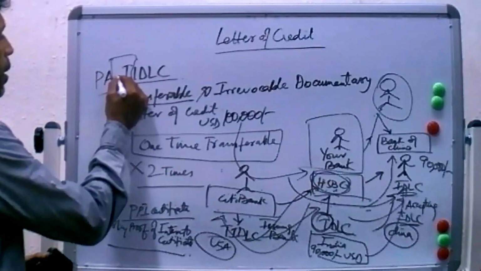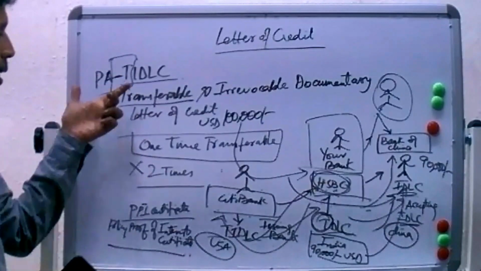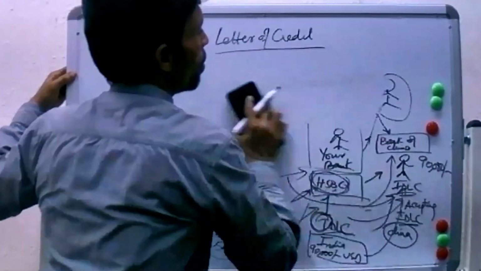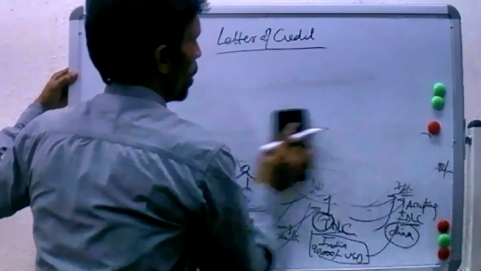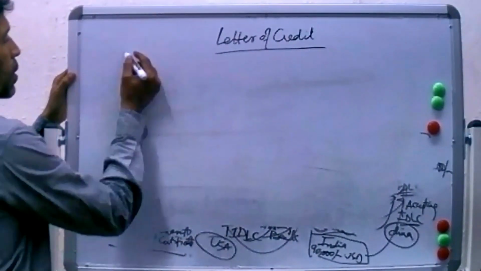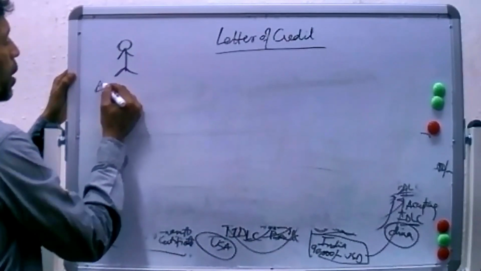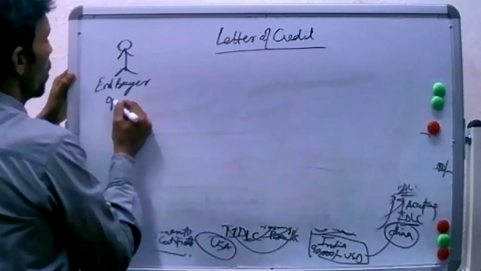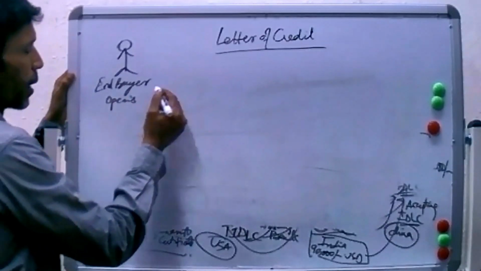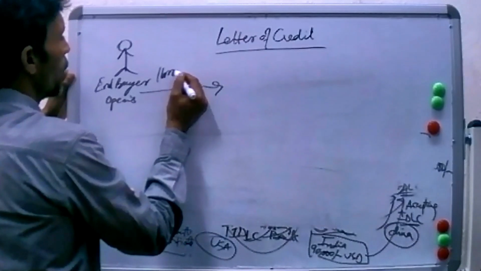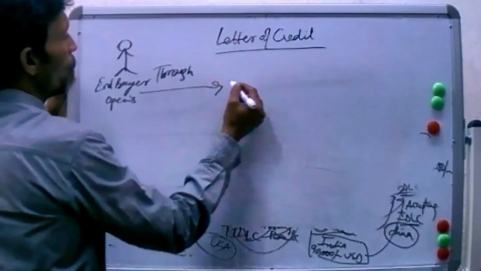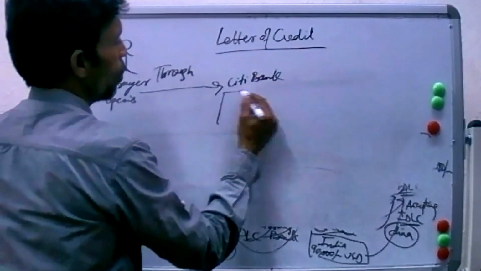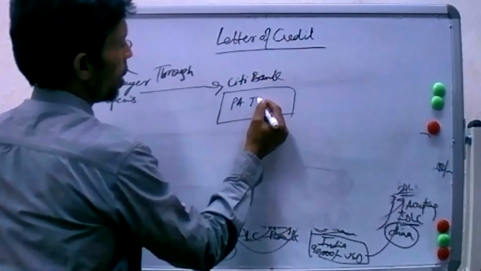So once the buyer opens a PA TIDLC through his bank, let us say his bank is Citibank, and he opens the PA TIDLC.